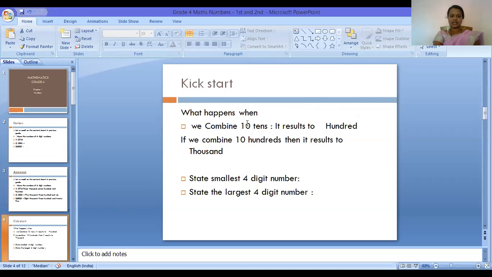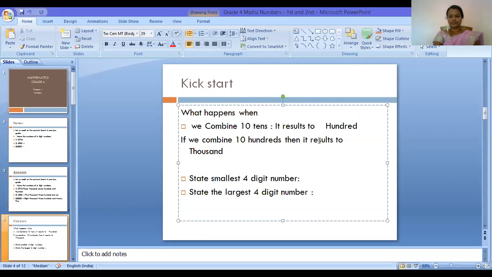Let's have a kickstart activity for this session. If we combine 10 tens, what would be the answer? Yes, 10 tens are 100. Similarly, if we combine 10 hundreds, then it results in how many thousands? Yes, it results in 1000. Can you state what is the smallest 4 digit number? Yeah, it is 1000.